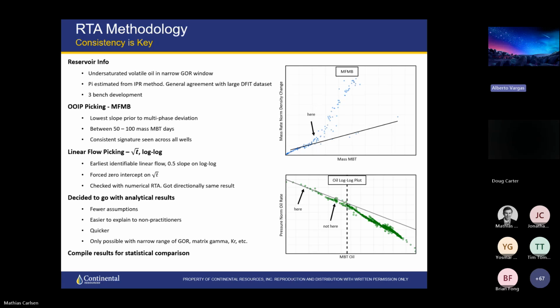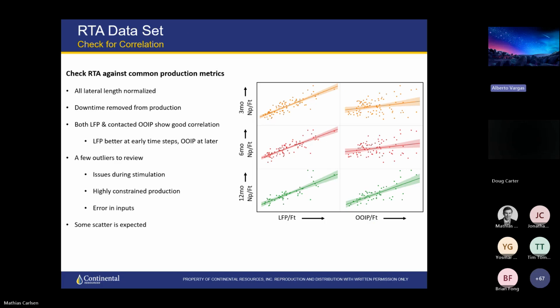So after that, compile the results and do some statistical comparisons. Before that, it's also good to check your RTA against your common production metrics. This is just downtime removed production at different time steps, 3, 6, and 12 months. And then I'm just showing LFP and contacted oil in place from that analytical work.